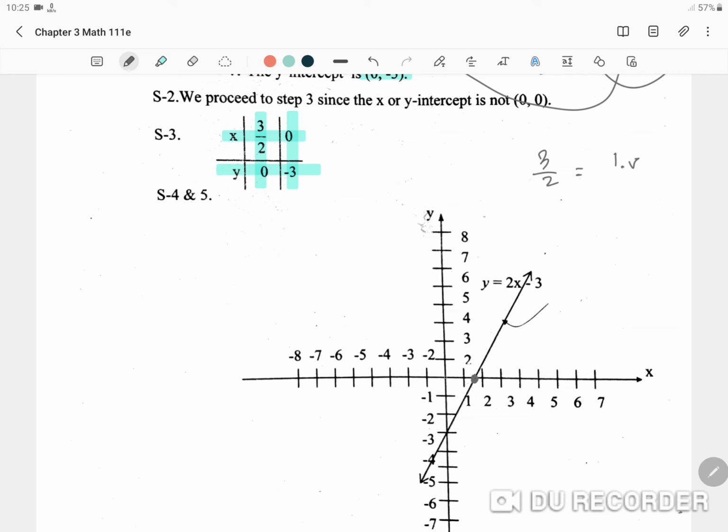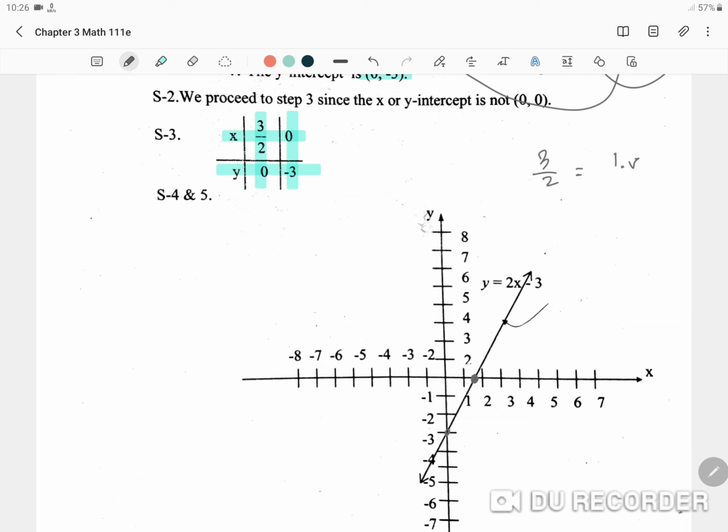Samantalang yung 0, negative 3, yung x daw natin 0. So, remain tayo sa gitna. Well, hindi tayo gagalaw dito sa left or right ng x. Ngayon, yung y natin, negative 3 daw. Bababa lang tayo. 3 times. Based dito sa line natin.